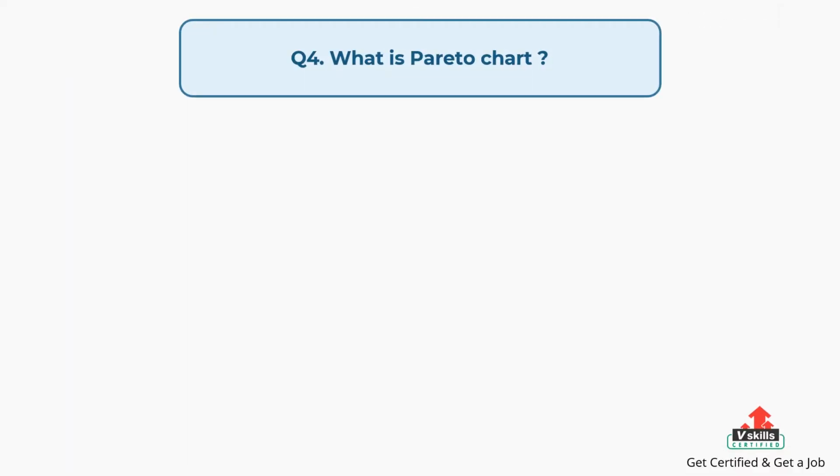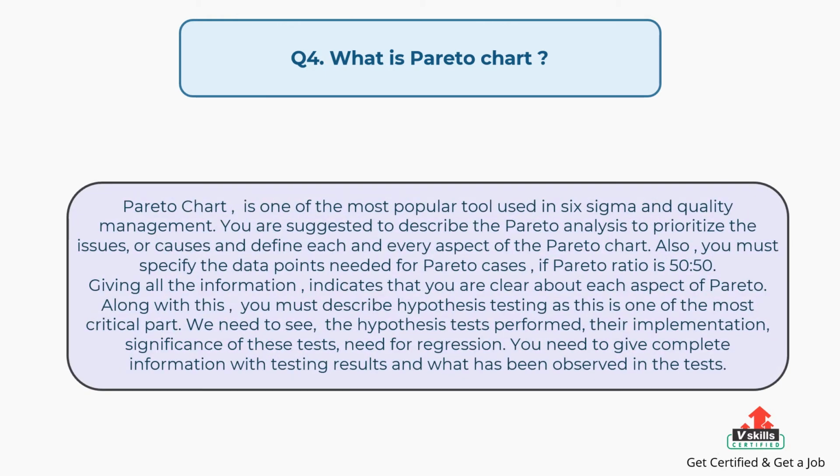Question number 4. What is Pareto chart? The answer is, Pareto chart is one of the most popular tools used in Six Sigma and quality management. You are suggested to describe the Pareto analysis to prioritize the issues or causes and define each and every aspect of the Pareto chart. Also, you must specify the data points needed for Pareto cases, if the Pareto ratio is 50-50. Giving all the information indicates that you are clear about each aspect of Pareto.